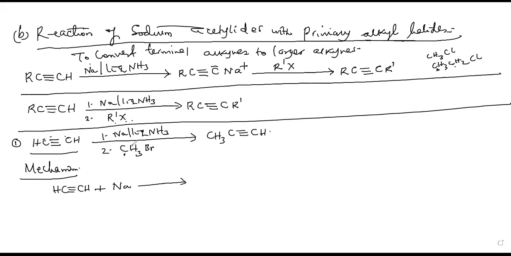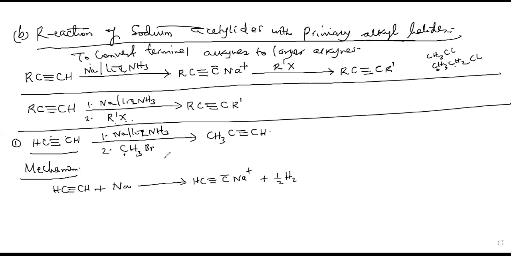Liquid ammonia is just a base to provide the basic medium. So we shall form HC≡C⁻Na⁺. Of course, since we are missing another hydrogen, we can say plus a half hydrogen, because there is one hydrogen atom left that hasn't been used.